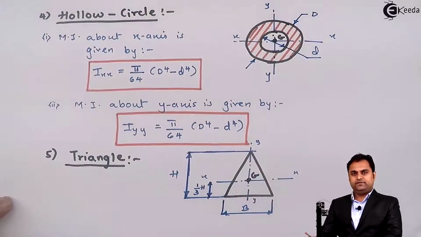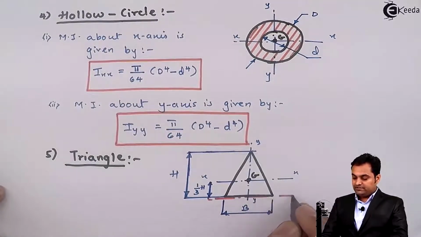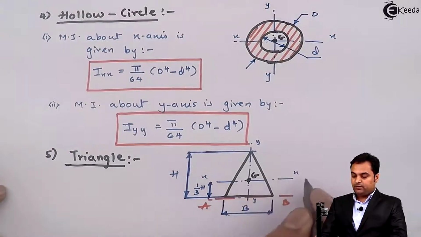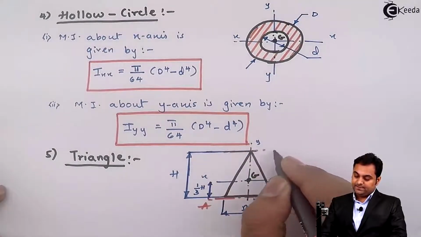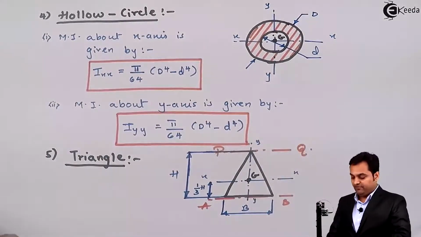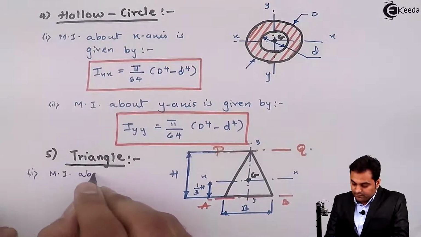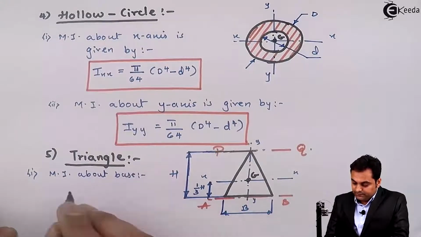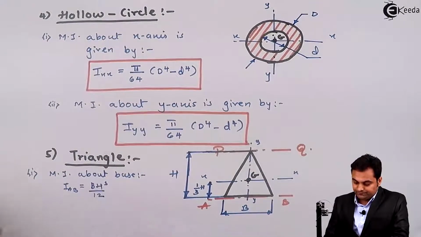In case of a triangle, we have three different formulas of MI. First is about the base, I can call it base AB. Next is about the centroid XX, and then there is the apex, I'll call it PQ. So three different sets of MI formula. So first, MI about base, IAB is equal to BH cube by 12.